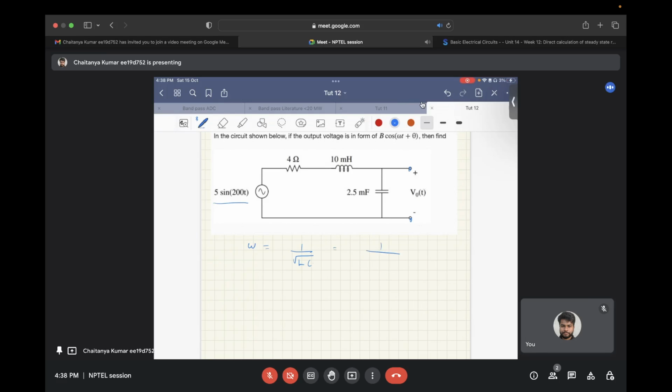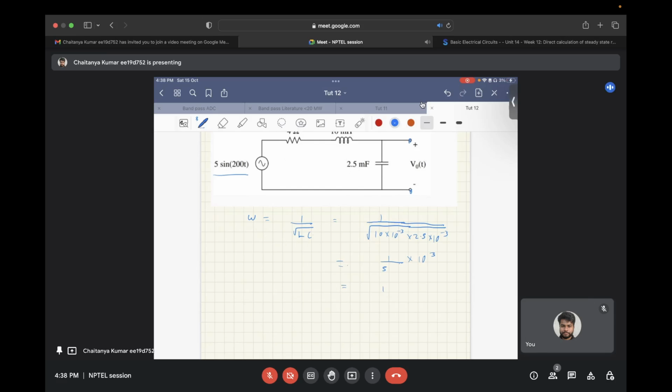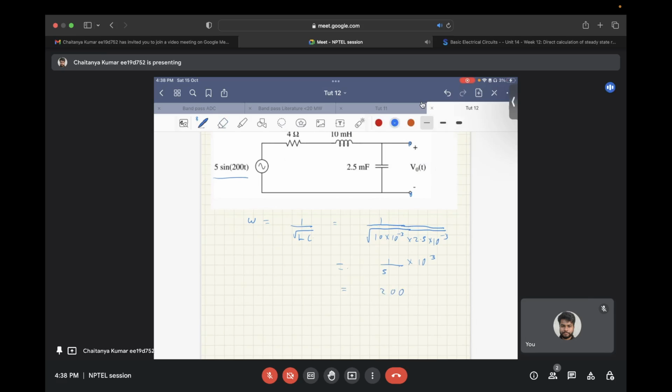And let's see if the input is at the resonant or natural frequency. So let's plug in the values. There is 10 into 10 to the power minus 3 into 2.5 into 10 to the power minus 3. Now this comes out to be 1 upon 5 into 10 to the power minus 3, so this comes out to be 200, and this makes our job a little easier over here.